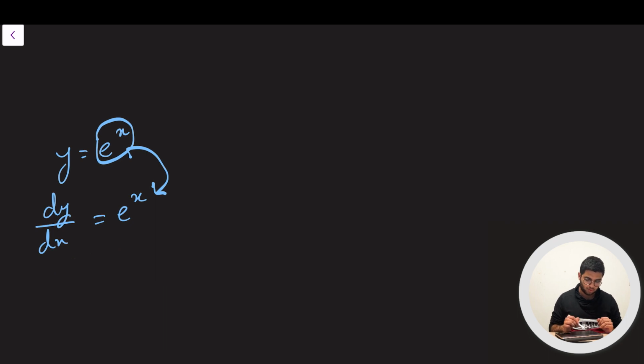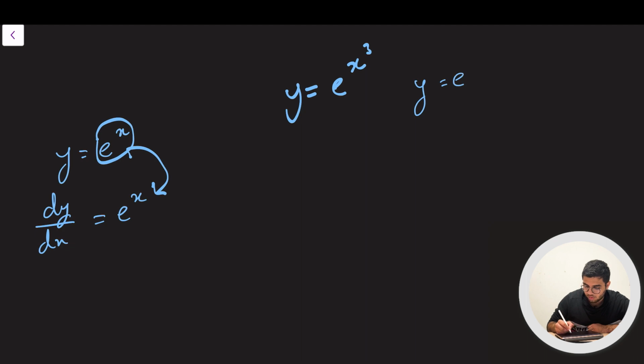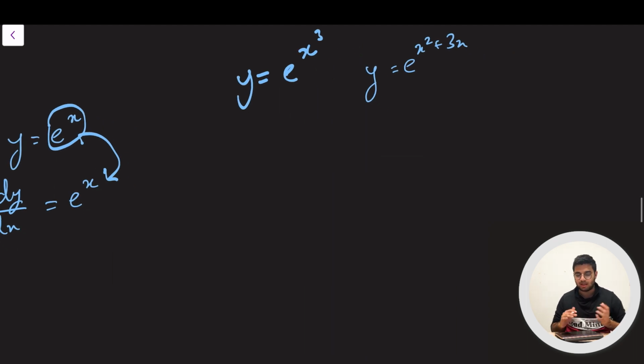But what if we try and mix things up, and instead of an x here, we do x cubed, or instead we do e to the, I don't know, x squared plus 3x. What if things start to get complicated like that? Well, no need to fear. We realize that there's a function and another function, functions within functions. So what do we use? The chain rule. Yep, exactly. So let's try that.